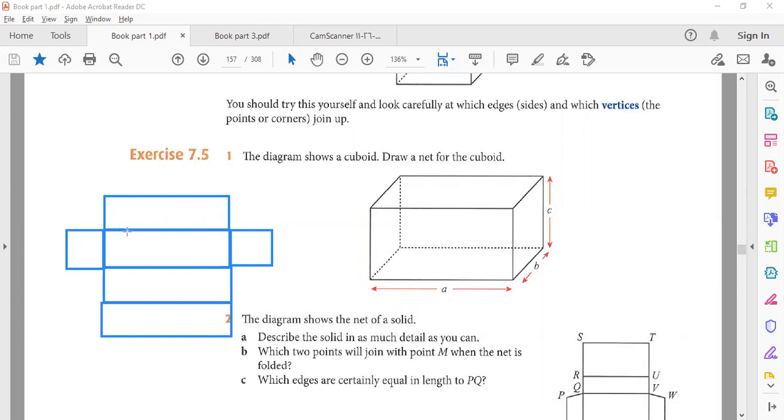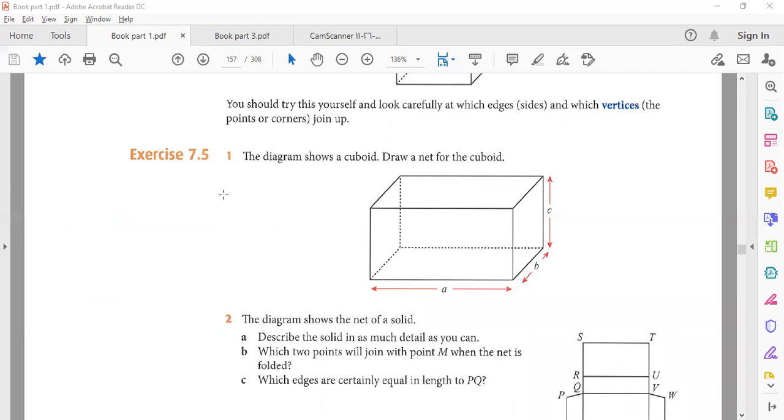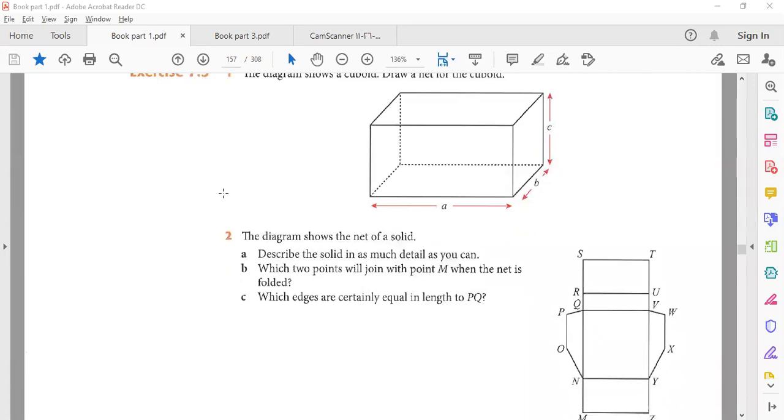So when I close this net of the cuboid, it will be a rectangular shape. You see, I will draw four rectangles and two squares to make this cuboid. So with the help of this, you can draw your shapes as well. That's too easy, not difficult. This is just like a practical.